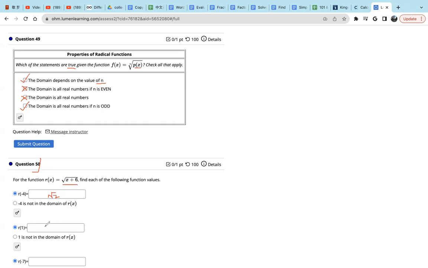Right? What about r of 1? The x equals 1. 1 plus 6 is 7. So r of 1 equals the square root of 7. r of negative 7 is not in the real numbers. Right? Because negative 7 plus 6 is negative 1, and the square root of negative 1 in complex numbers equals i. But in real numbers, it does not exist.